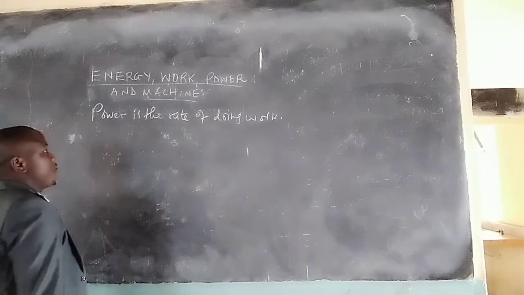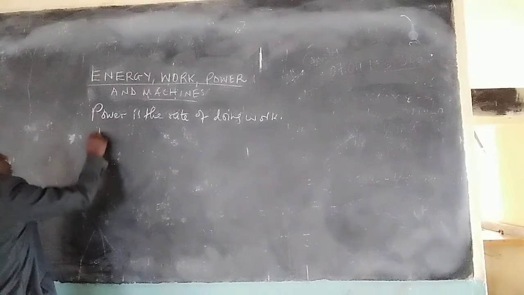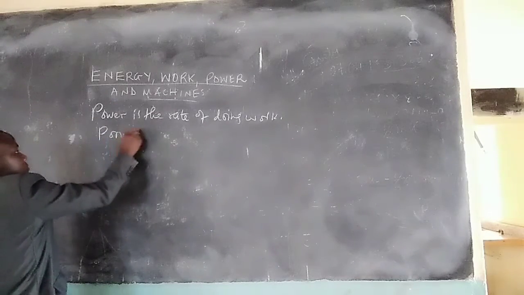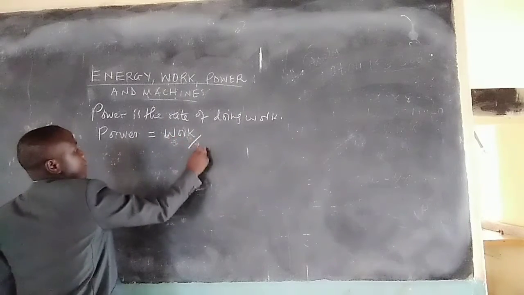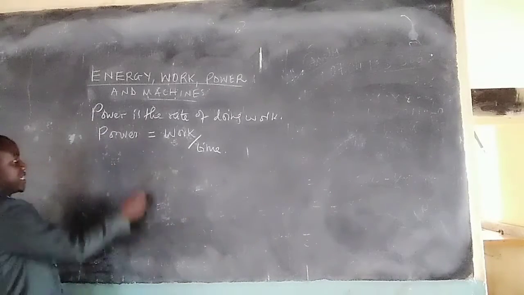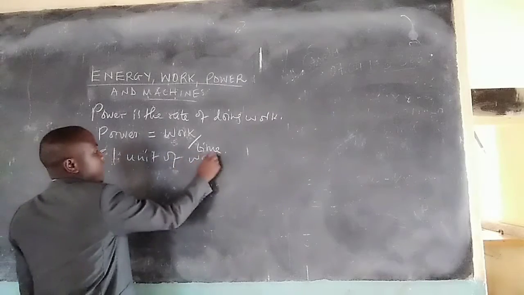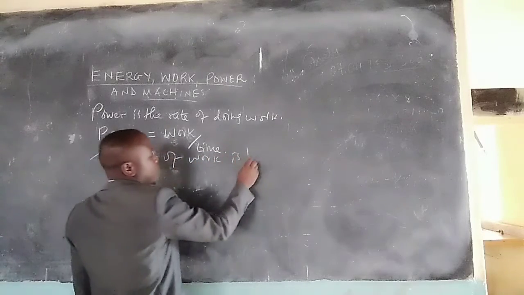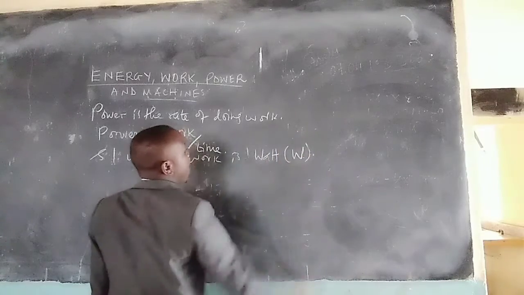Power is the rate of doing work. This means power equals work per unit time, work divided by time. The SI unit of power is what we call the watt, abbreviated capital W.